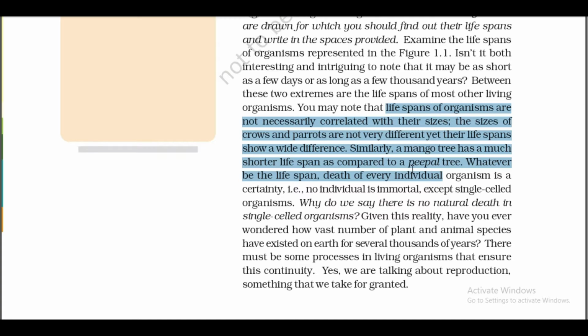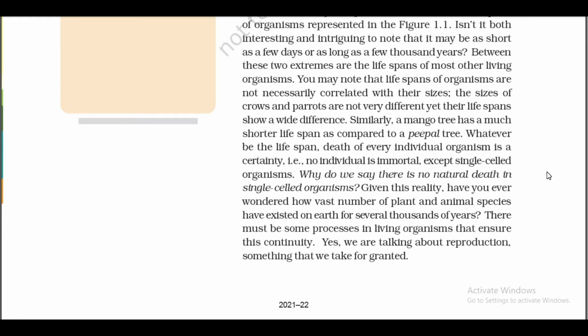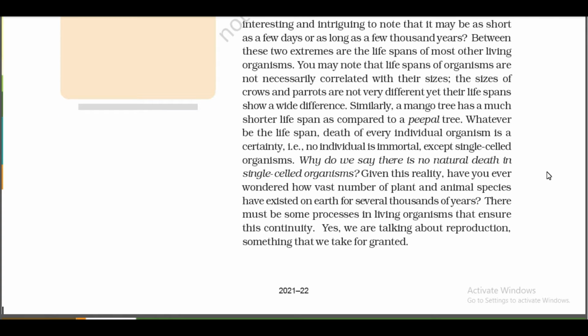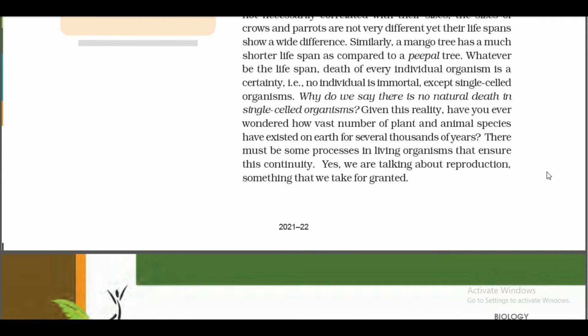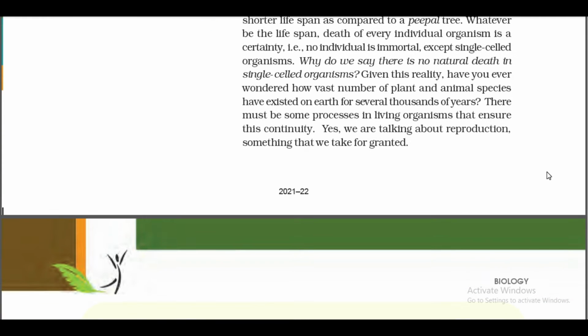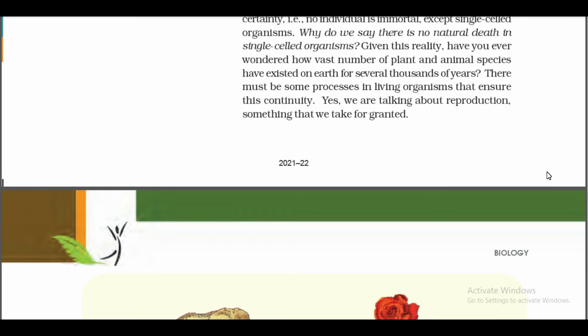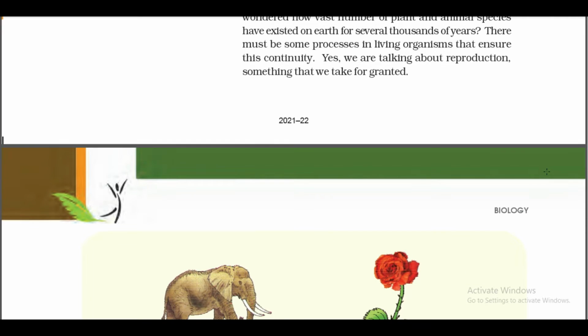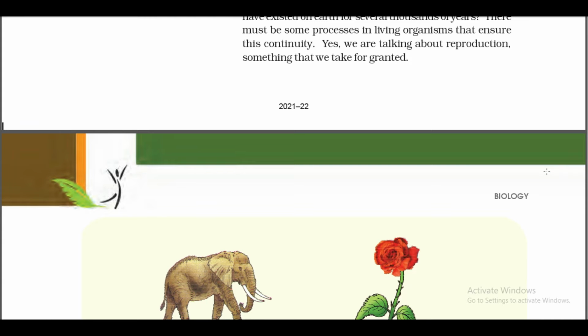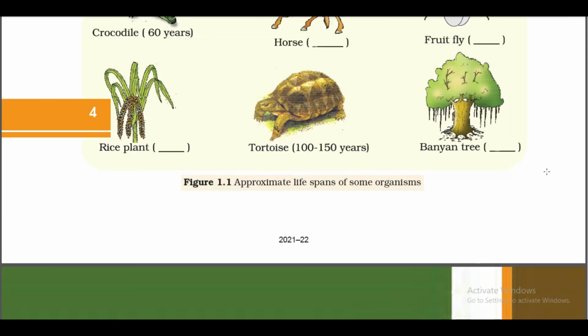Whatever be the lifespan, death of every individual organism is a certainty. That is, no individual is immortal except single-celled organisms. Why do we say there is no natural death in single-celled organisms? Given this reality, have you ever wondered how a vast number of plant and animal species have existed on Earth for several thousands of years? There must be some processes in living organisms that ensure this continuity. Yes, we are talking about reproduction, something that we take for granted.